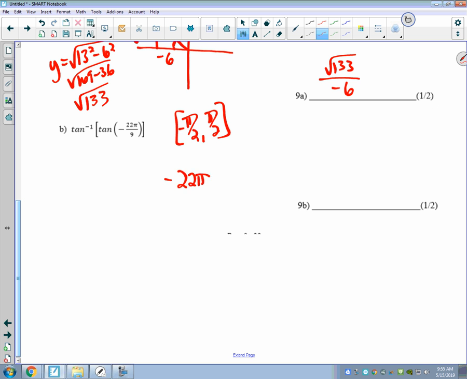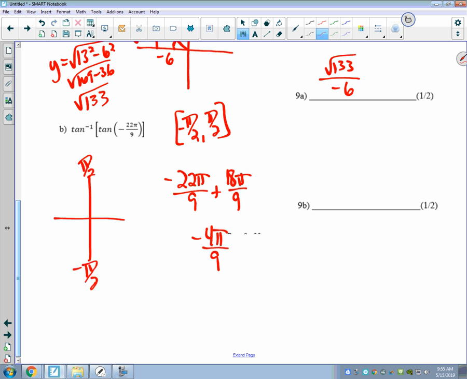But if I add 2 pi to this, that would be 18 pi ninths. And that would leave me negative 4 pi ninths. And I just have to think about, is negative 4 pi ninths in between negative pi halves and pi halves? And think about that pi halves and negative pi halves is a half.